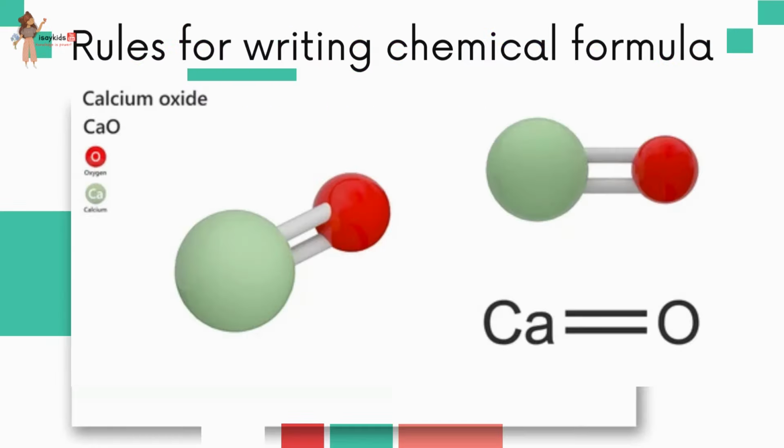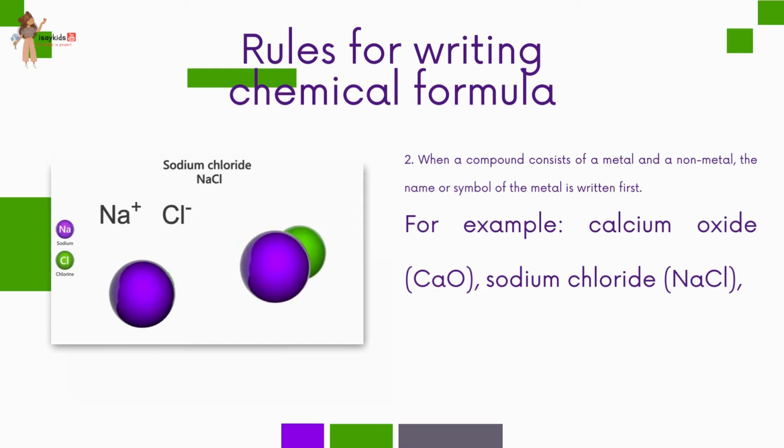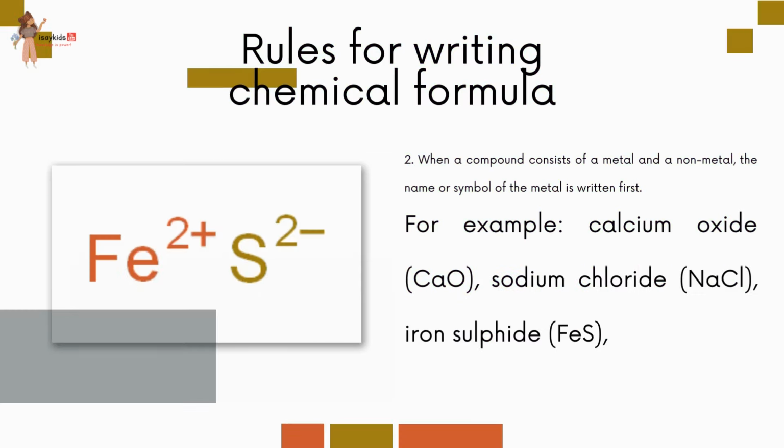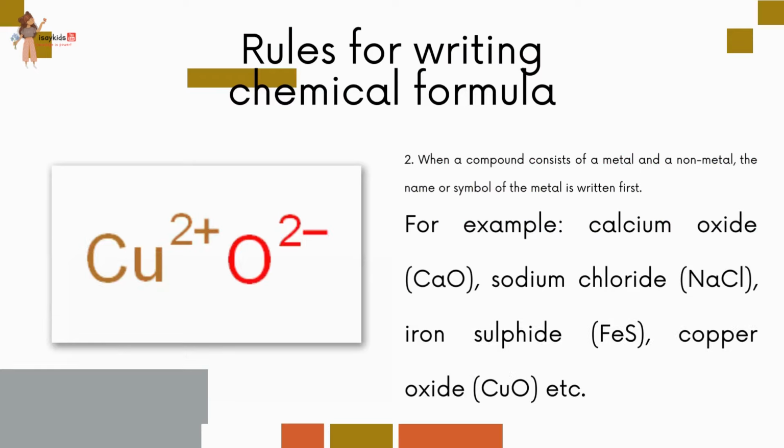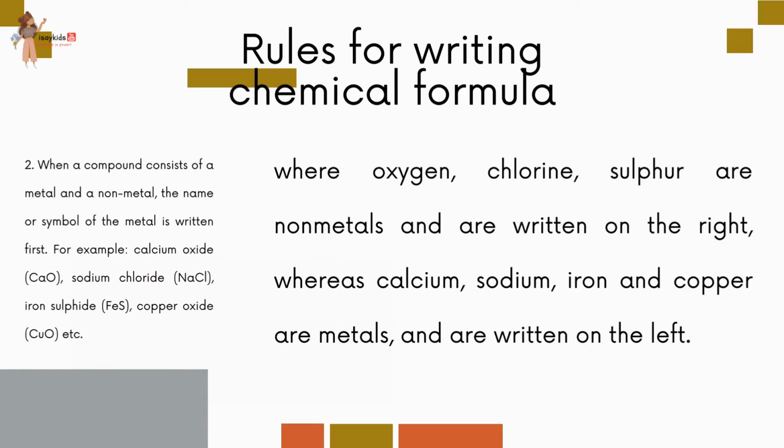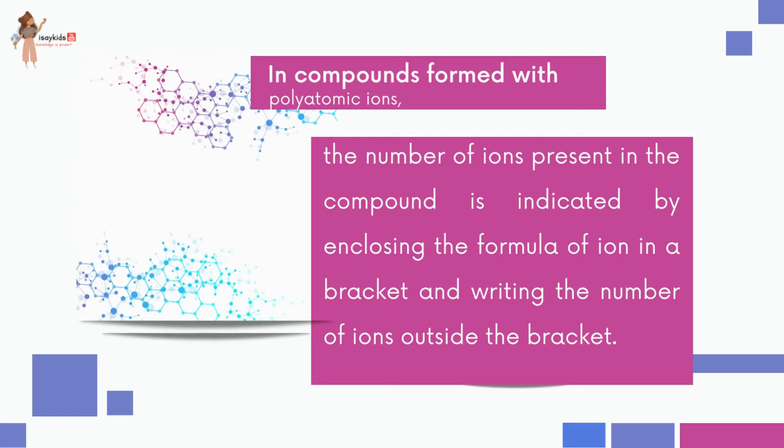For example, calcium oxide, sodium chloride, iron sulfide, copper oxide, etc., where oxygen, chlorine, sulfur are nonmetals and are written on the right, whereas calcium, sodium, iron, and copper are metals and are written on the left.